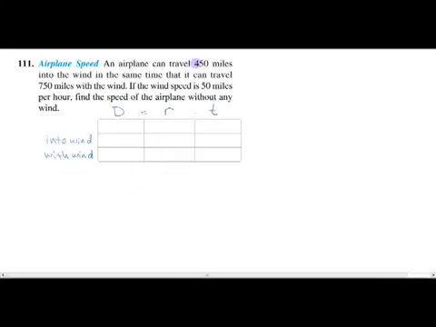We have 450 miles into the wind, and we have 750 miles with the wind. The wind speed is 50 miles per hour. Find the speed of the airplane without any wind. Let's go ahead and define the variable. We're going to let x equal the speed of the airplane without wind.